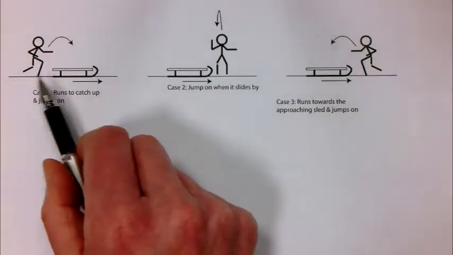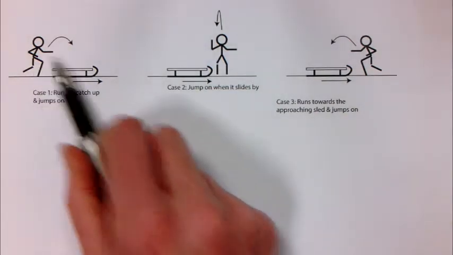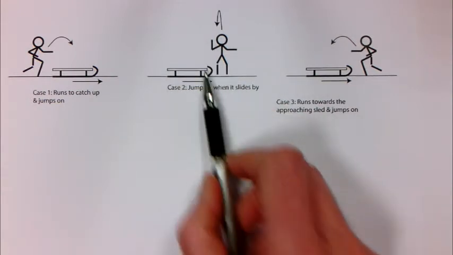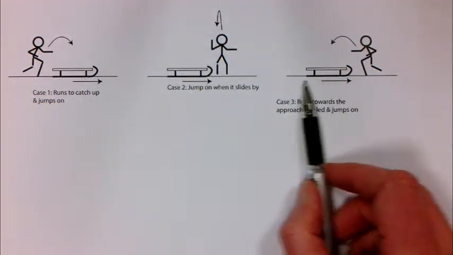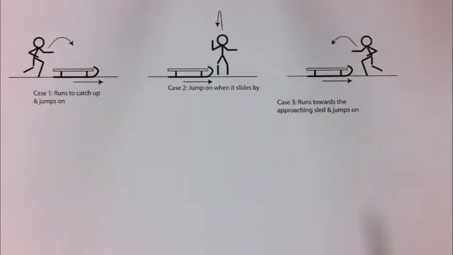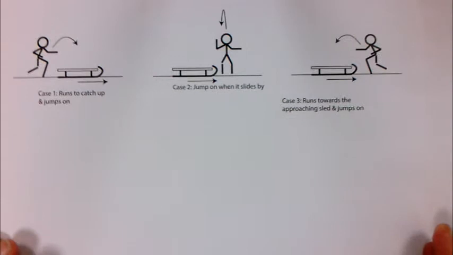In one case, you have someone who runs and jumps on the sled from the back. In another case, the sled slides by and someone jumps on the sled from the side. And in the third case, the sled is going forward and someone jumps on the sled running in the opposite direction. And for each of these, I want us to think about a number of questions.